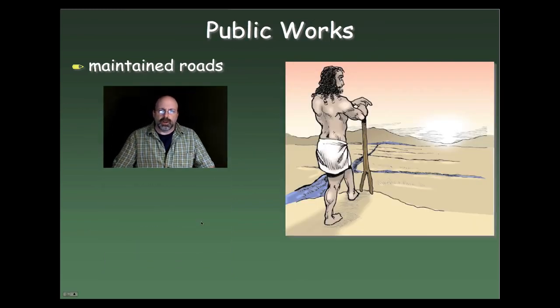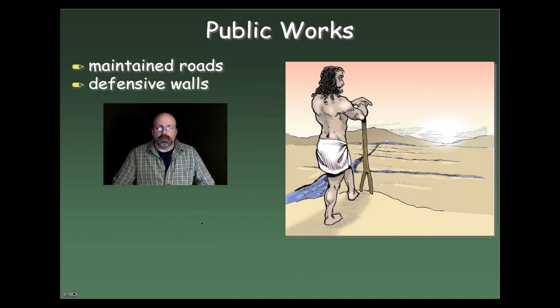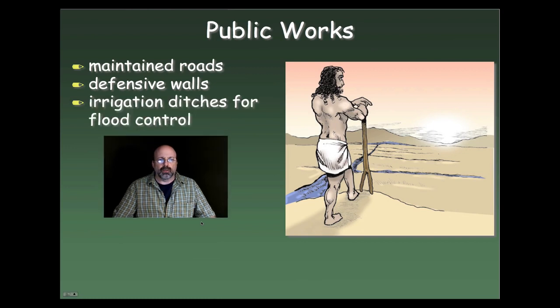Okay, they also engaged in a series of public works. They maintained roads, so there were road systems between the city-states to facilitate trade. They also had defensive walls to protect the inhabitants of the city-states. They also had irrigation ditches for flood control.